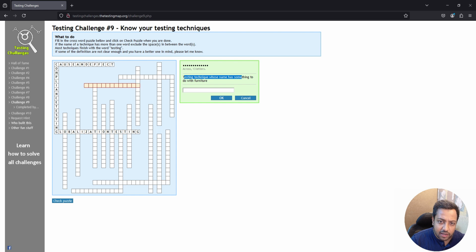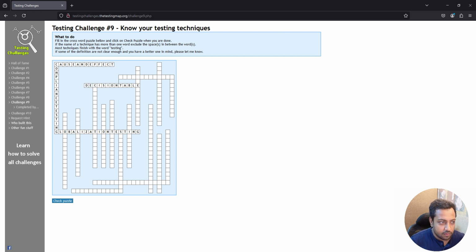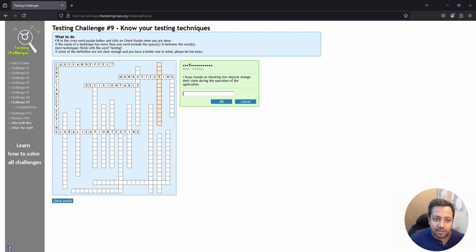Testing technique whose name has something to do with furniture. When furniture comes up, you think about chair, table. When the table comes, there is something called decision table. So we can write decision table. Perfect. The next one is testing technique that has to do with an animal that is not ape. Everyone knows it is monkey testing. Let's pick the next one.